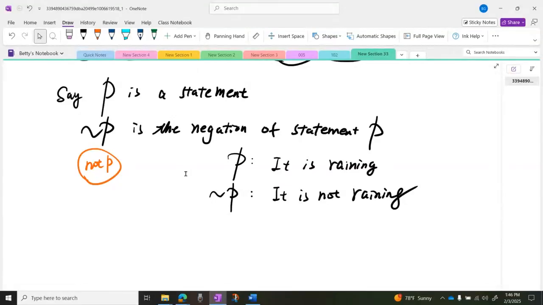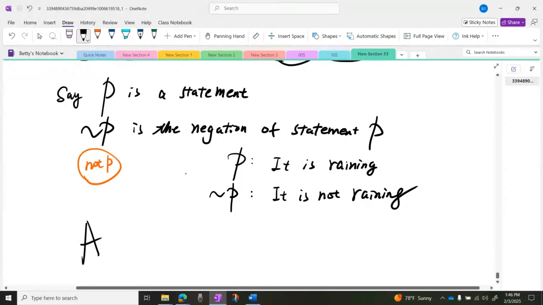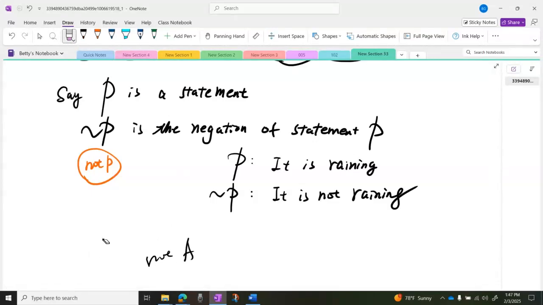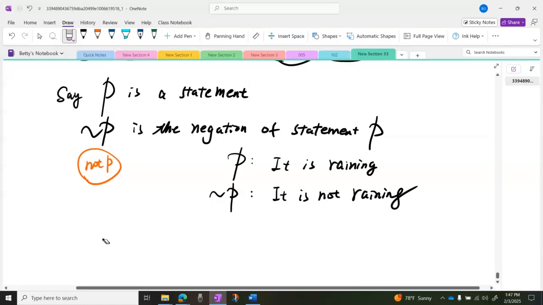All right. This is also very similar to set A and set A prime, which means not A. Not exactly the same thing, but a similar idea. And now we understand what negation is, right? We understand the notation of negation.